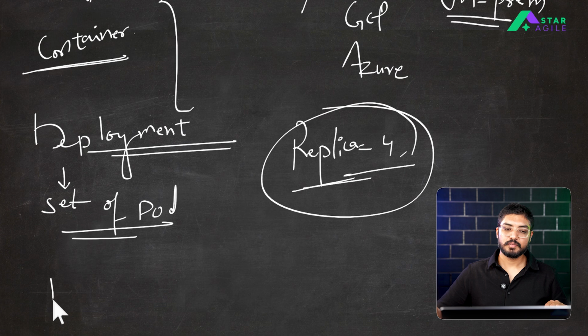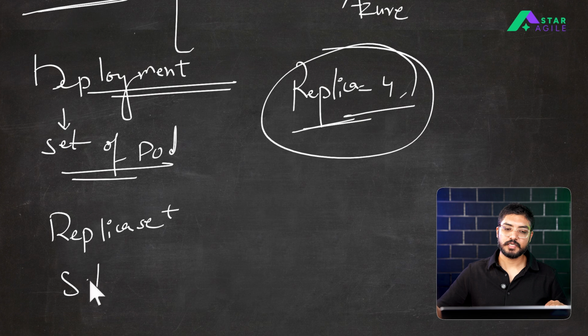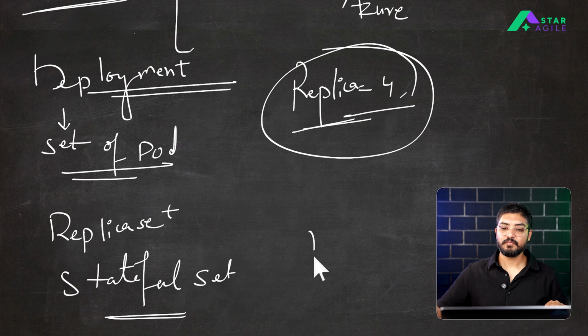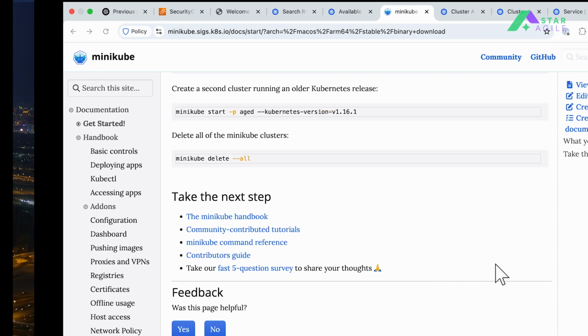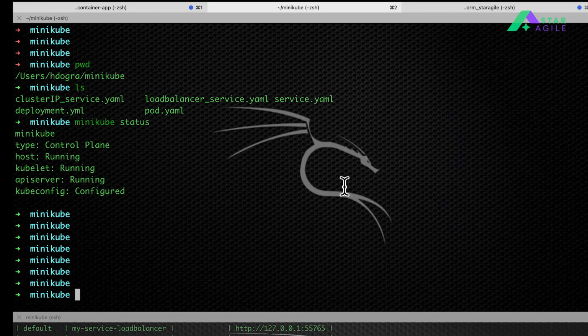Then replica set is also one more thing. Then we have stateful sets. Then we have nodes also, we can see in Kubernetes. Then we have services also. So we will discuss a few of them just to analyze and understand what it actually is.